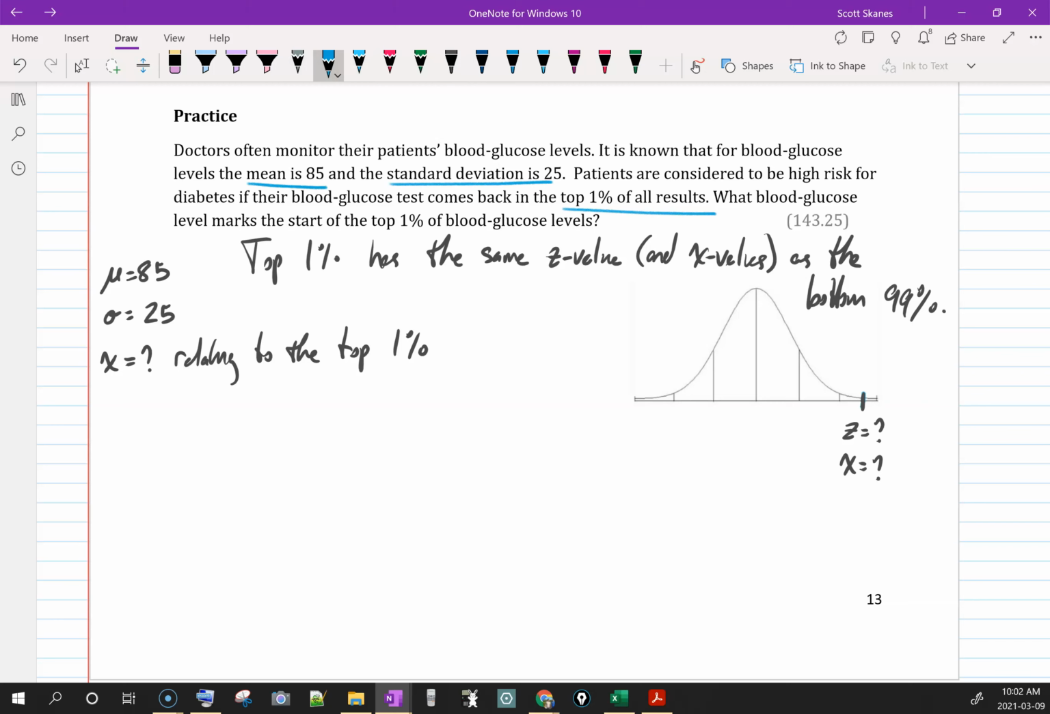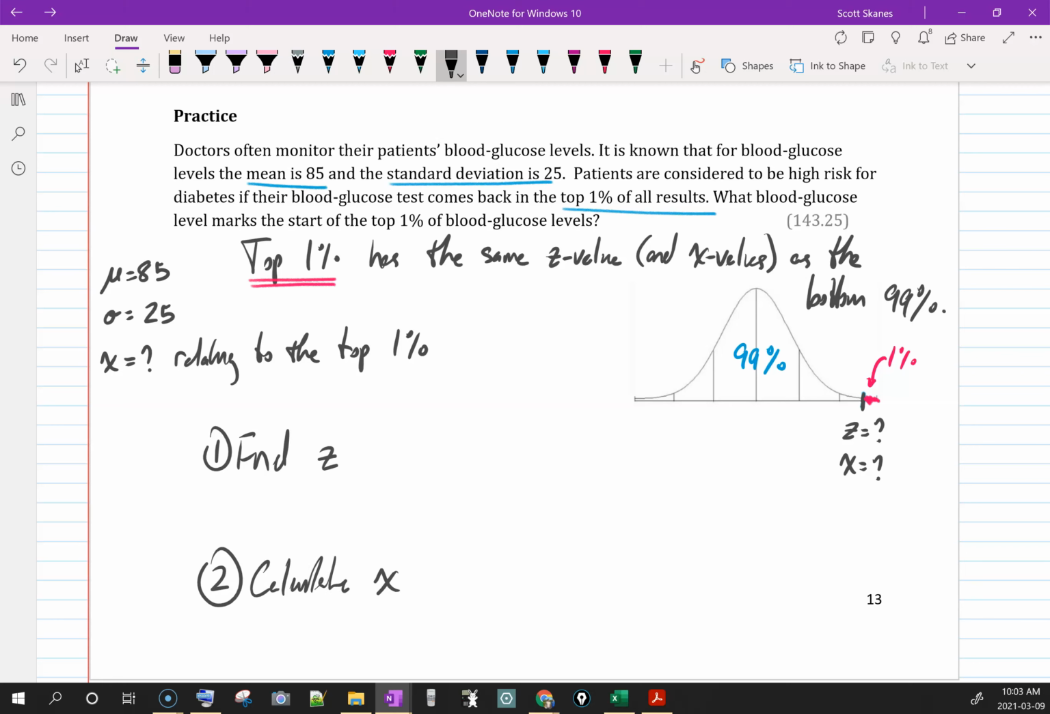We know that the top 1% is this little tiny region down here. So 1% of the data is above that point. And in this region, this is 99% of your data. So using that information, you can find the Z value. So the first thing would be to find Z. And the second thing would be to calculate X. And the answer is going to be 143.25.